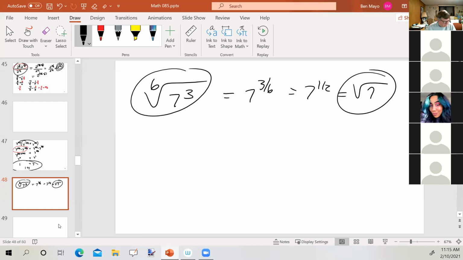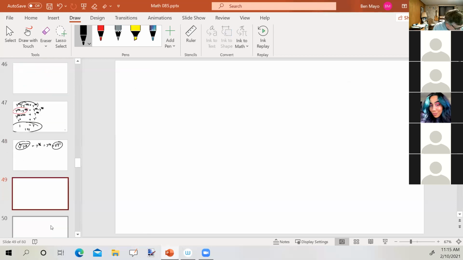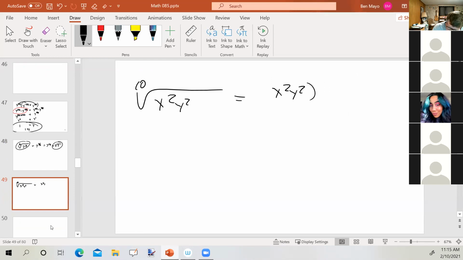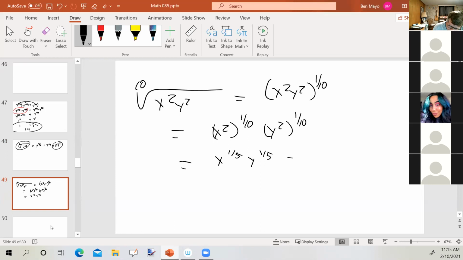Any questions there? Okay. We're going to do the same thing here. The 10th root of x squared y squared would be x squared y squared to the 1/10th power, which would be x squared to the 1/10th power, y squared to the 1/10th power, which would be x to the 1/5, y to the 1/5, which would be the 5th root of xy.